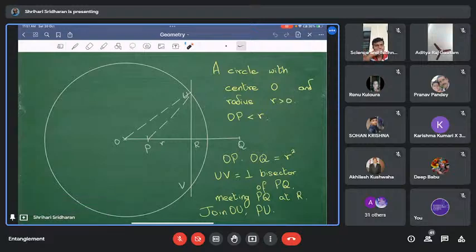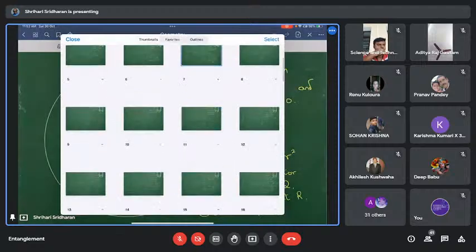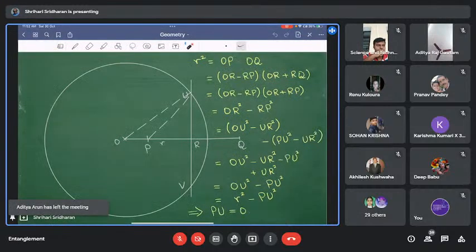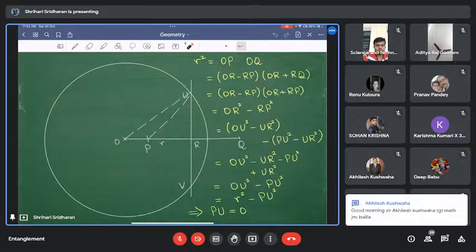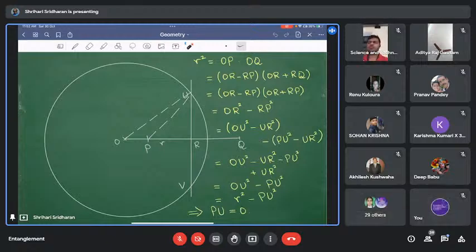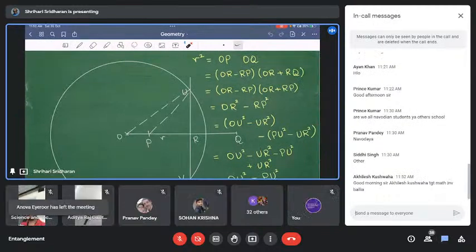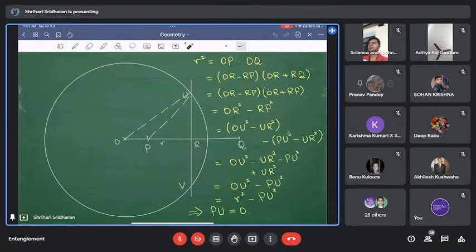Once I have this, I am interested in telling you that we started with R squared equal to OP times OQ. My OP can be written as OR minus RP. OQ can be written as OR plus RQ. But RQ is the same as RP because R is the midpoint of the line segment PQ. So I write this as OR minus RP times OR plus RP, which is nothing but OR squared minus RP squared.